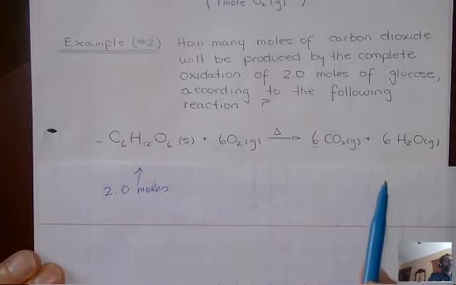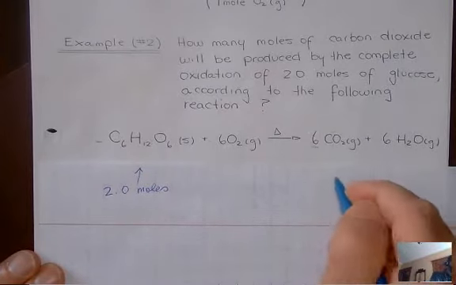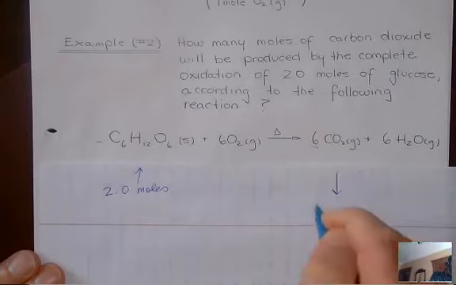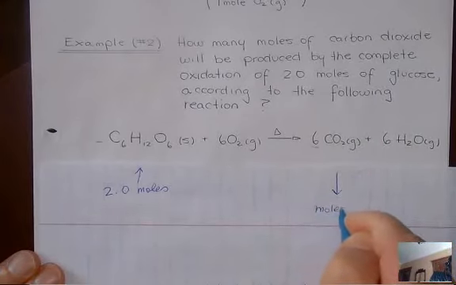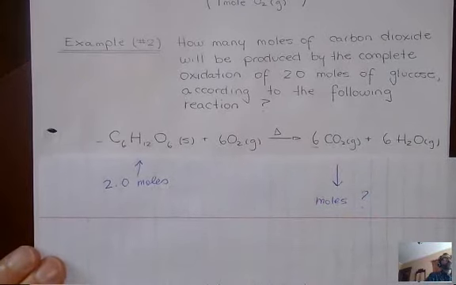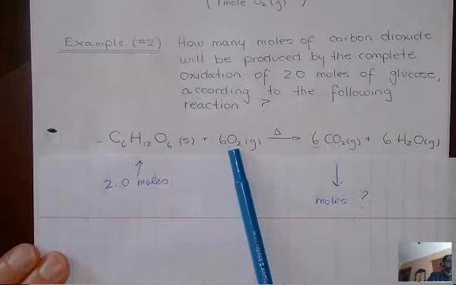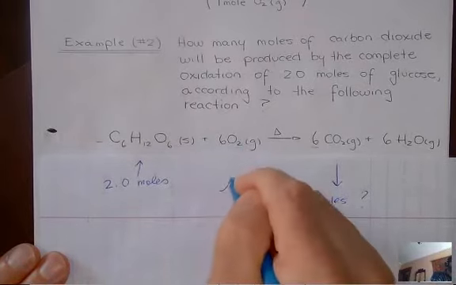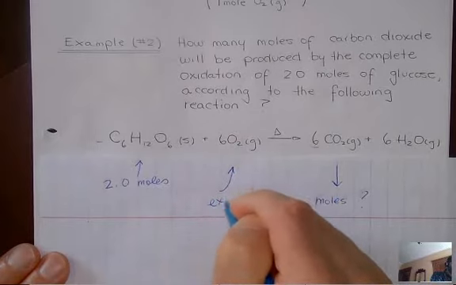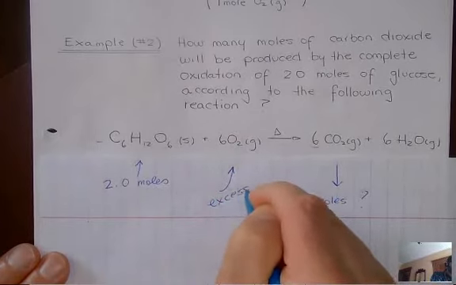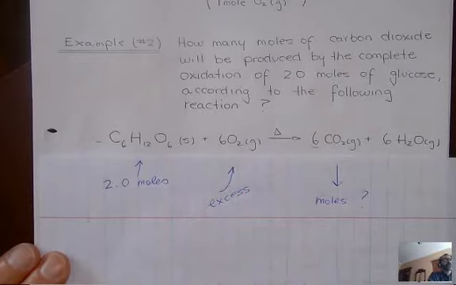My question is asking about the carbon dioxide. So we need to know how many moles of this come out. So I can make a little arrow coming down, and I could put a question mark. 2 moles go in. How many moles come out? Now, nobody said anything about oxygen, right? So if they didn't say anything about it, it must be an excess, right? Excess is what we call something that we've got plenty of, we're not going to run out of.